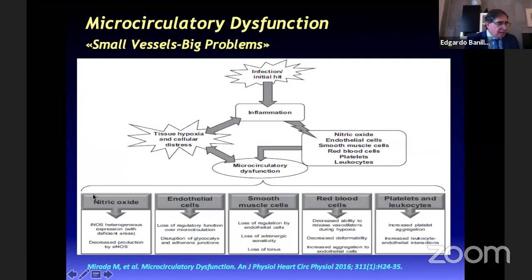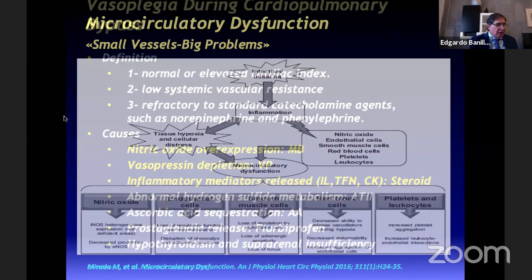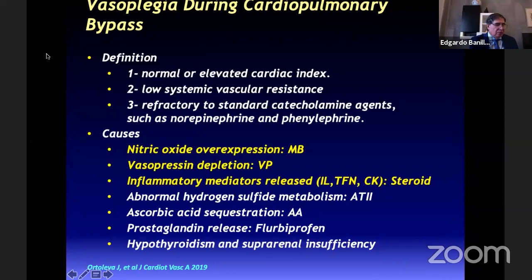Small vessels, big problem. SIRS produces alterations in microcirculation in all its components. On the other hand, other factors cause vasoparalysis or vasoplegia, a vasodilator profile. The most important are nitric oxide overexpression, vasopressin depletion, and inflammatory mediator release, the cytokine storm.